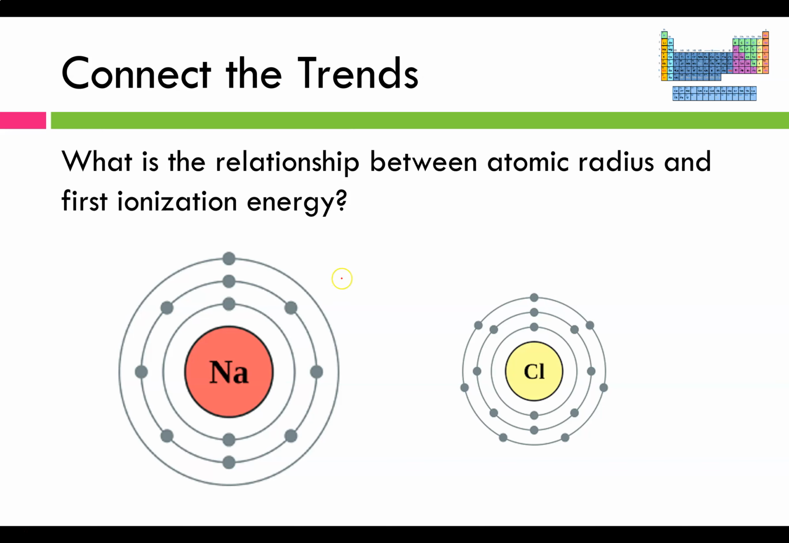The first ionization energy for sodium is, where did it go? 496 kilojoules per mole. And for chlorine, it is many times as high, 1,251 kilojoules per mole. Now basically, it's an inverse relationship. The larger the atomic radius, the smaller the first ionization energy is going to be. The smaller the atomic radius, the larger the first ionization energy is going to be. Really make that connection between the two trends.